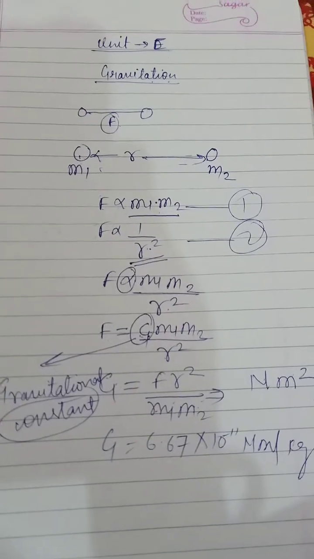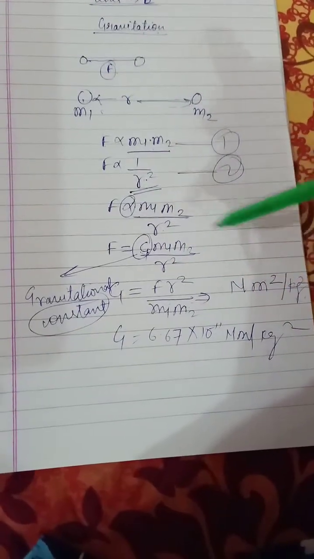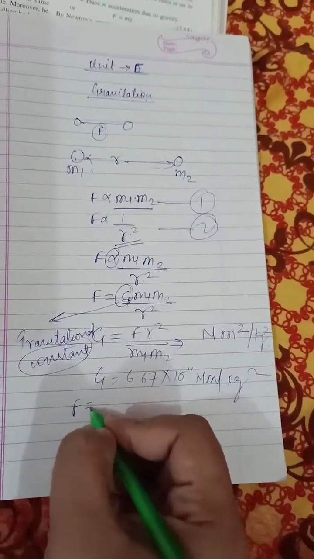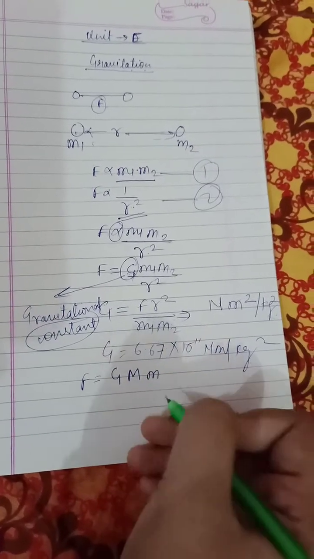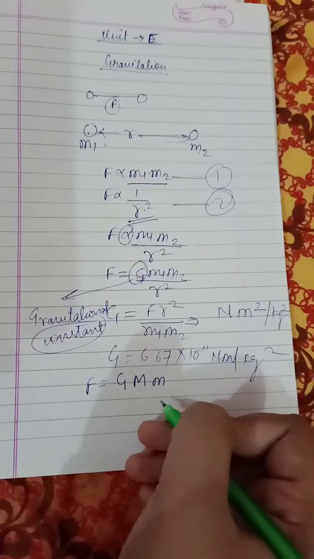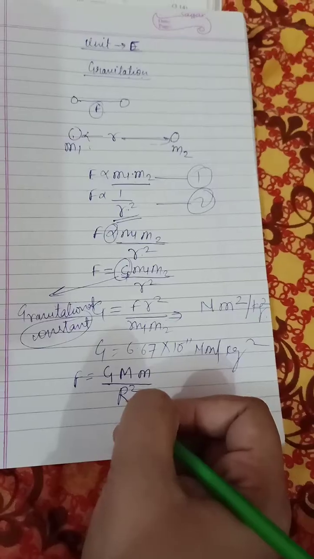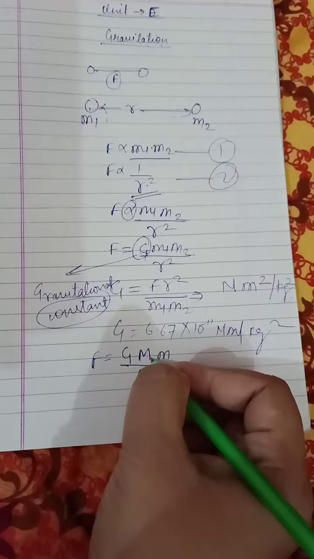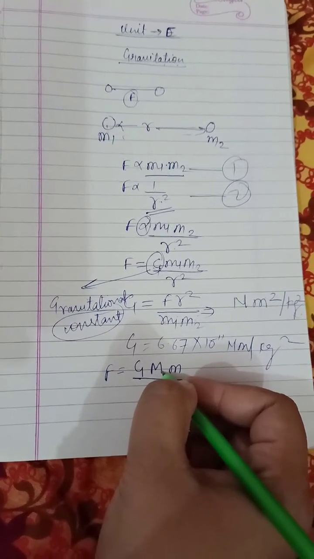Next we have the force due to gravity. As I explained, F is equal to G m1 m2 by r square. Suppose capital M is the mass of the earth and a particle of small m is placed on the earth, at distance r, where capital R is the radius of the earth. Always the radius of the earth is represented by capital R, and capital M is the mass of the earth.